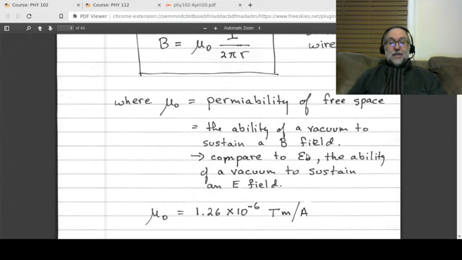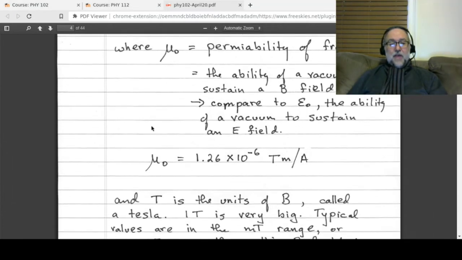Well, guess what mu naught is? It's the equivalent of that, but for magnetic fields. It's a measure of the ability of the vacuum or empty space to sustain a B field. And it has a value. And here's the value.